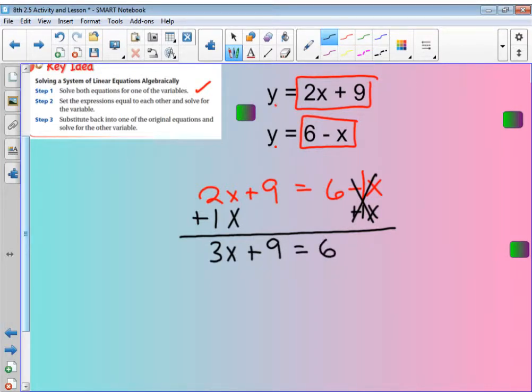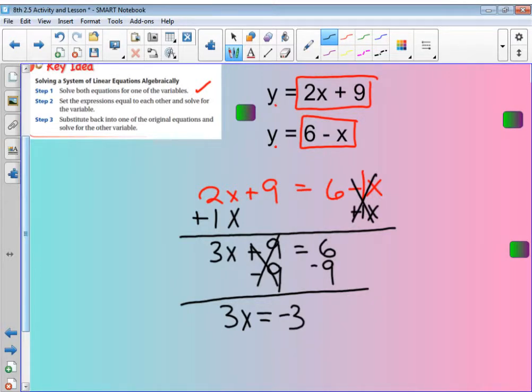So now we have to get that 9 out of there because I want the x's on one side and the non-x's on the other. So minus 9, minus 9. 3x equals 6 minus 9. Those are integers. So different symbols, find the difference, which is 3. The larger number had a negative. So I get 3x equals negative 3.